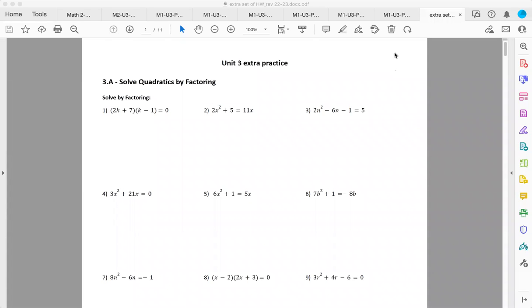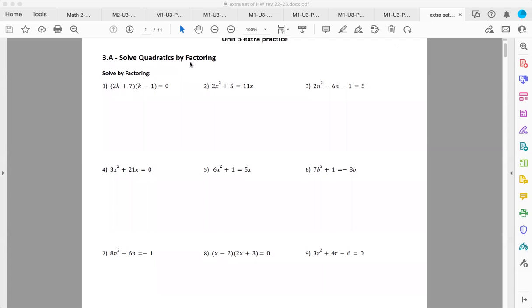Hello, everybody. In this video, I'm going to go over the Unit 3 review, and Unit 3 was on solving quadratics. In this unit, we solved using various ways, from factoring to graphing to completing the square, solving by taking the square root, or by using the quadratic formula. And then we had some word problem applications with quadratics.